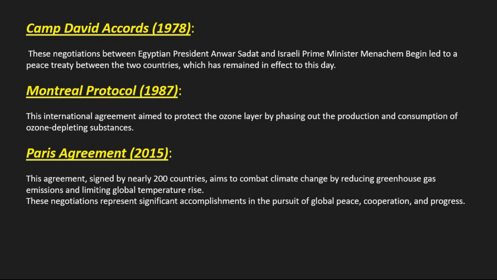Number 3. Camp David Accords, 1978. These negotiations between Egyptian President Anwar Sadat and Israeli Prime Minister Menachem Begin led to a peace treaty between the two countries, which has remained in effect to this day.